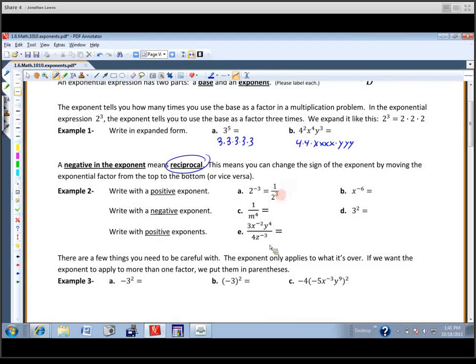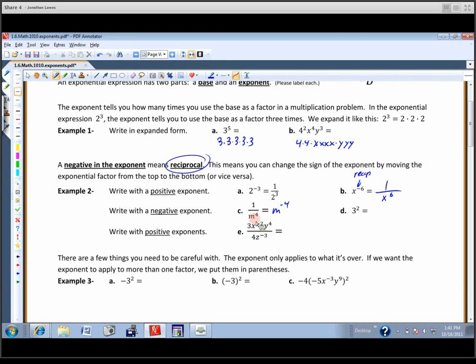So you'll notice that when I move it from the top down to the bottom, it changes the sign of the exponent. So this is what we've got here. So if I write x to the negative 6, that means the reciprocal. That's what that means. So this is going to be 1 over that exact same expression, 1 over x to the 6th. Now, it works this way also. If I have 1 over m to the 4th, I can write that as m to the negative 4. We don't do that very often. We normally like things written with positive exponents. So that's how we do that.